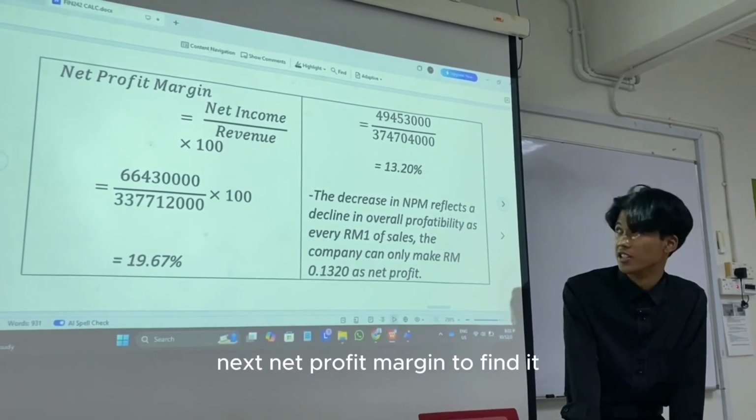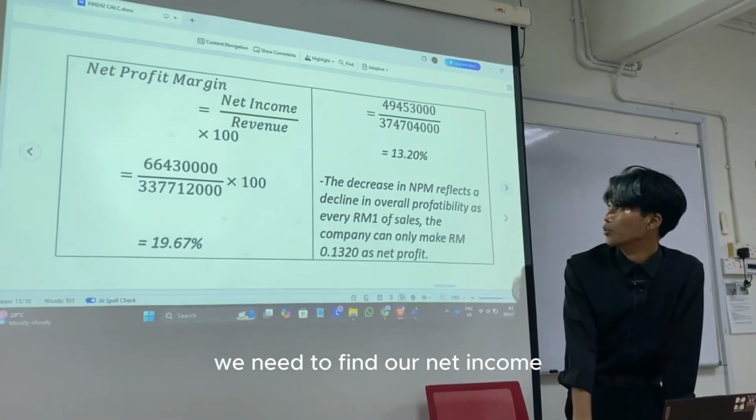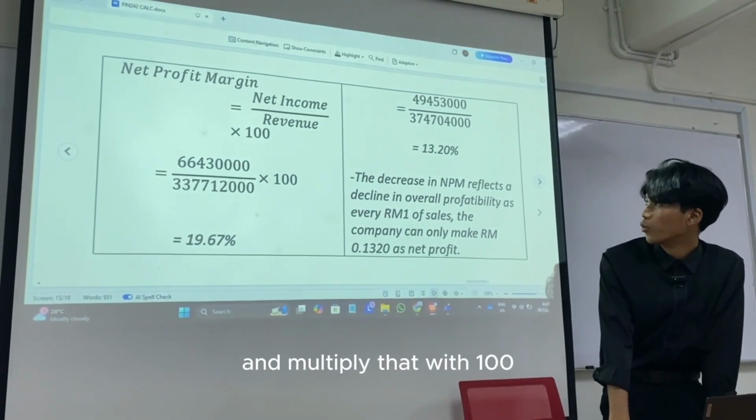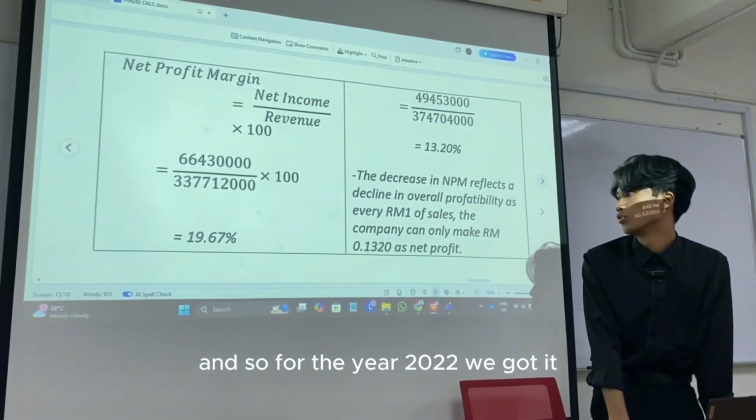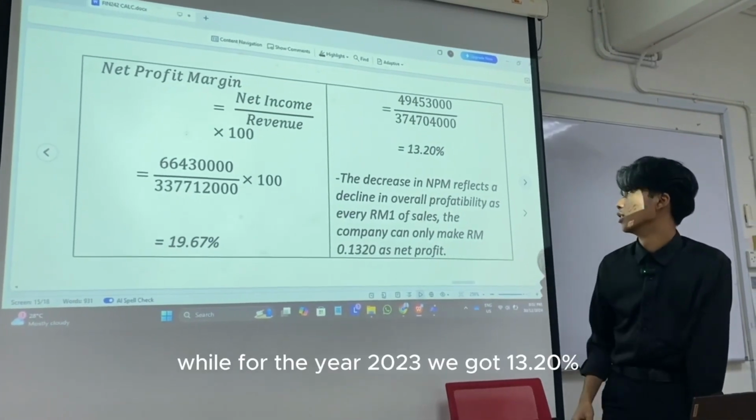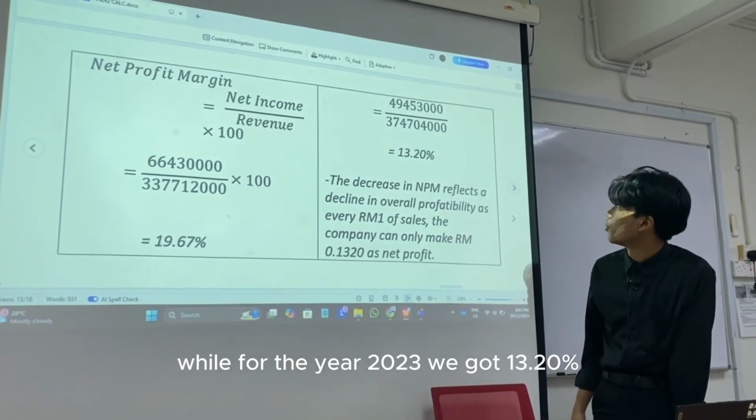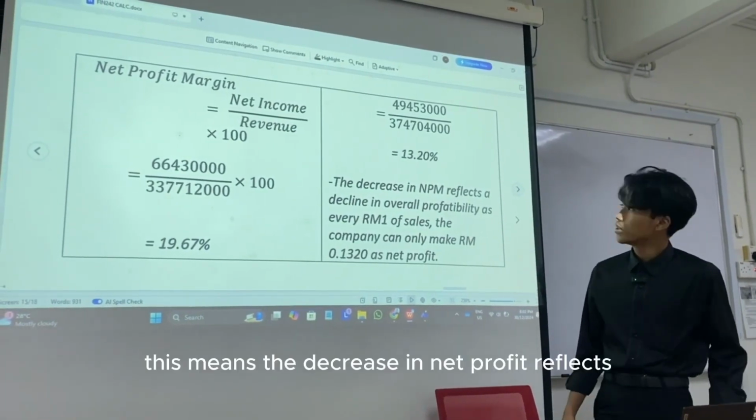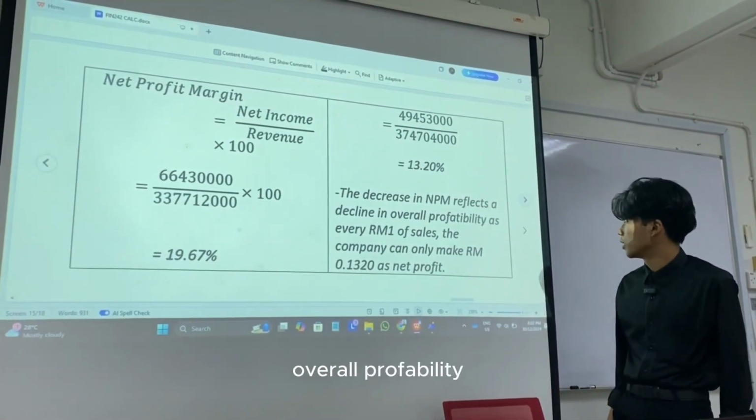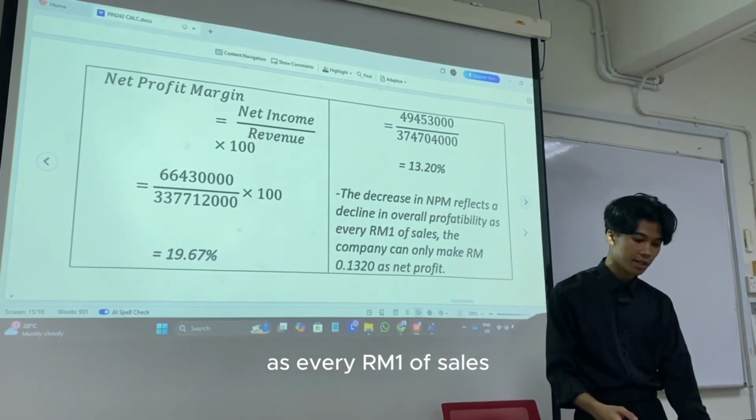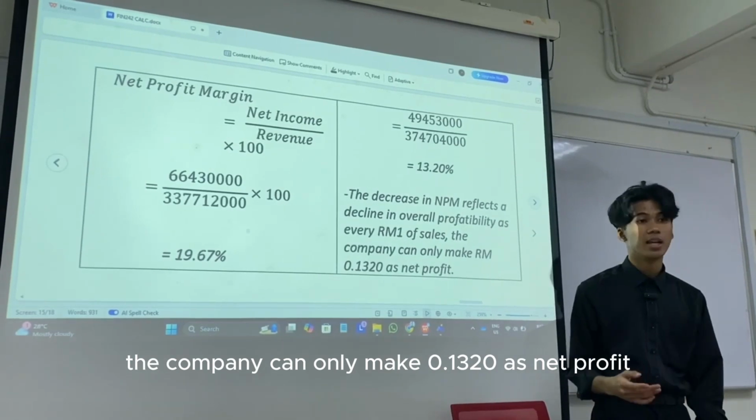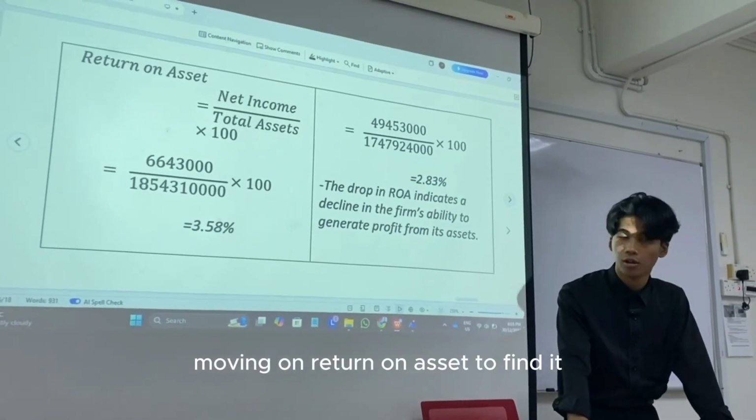Next, net profit margin. To find it, we need to find our net income and divide it by revenue and multiply it by 100. And so for the year 2022, we got 19.67%, while for the year 2023, we got 13.20%. This means the decrease in net profit margin reflects a decline in overall profitability. For every 1 ringgit of sales, the company can only make RM 0.1320 as net profit.